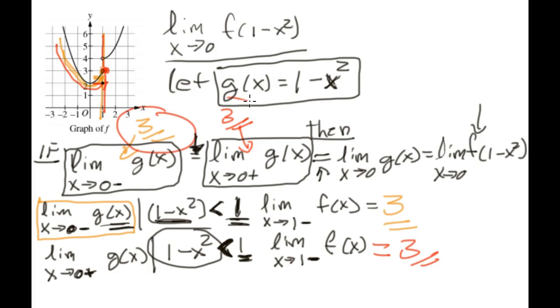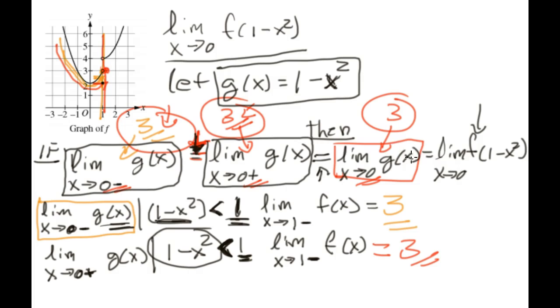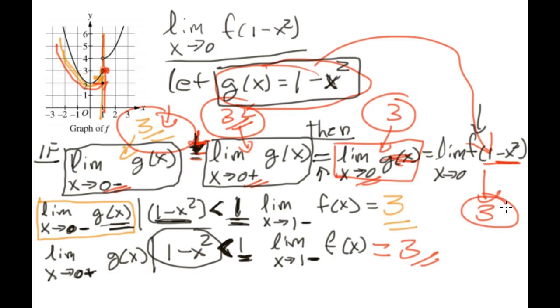So if this is 3 and this is 3, we've come to an agreement that these two are equal, which in fact they are, they're both equal to 3, then this has to equal 3, because if the left-hand limit is 3 and the right-hand limit is 3, the limit exists and the limit is 3. Now, because we defined g of x as this, I take out the g of x, I put in 1 minus x squared, which means this guy is also 3. Can't be anything else, because this is 3, this is 3, which means this is 3, and since these are equal, this is 3.